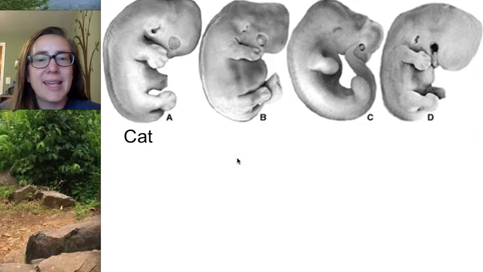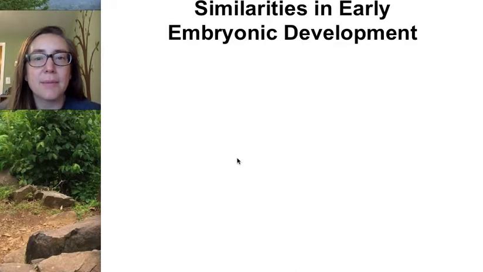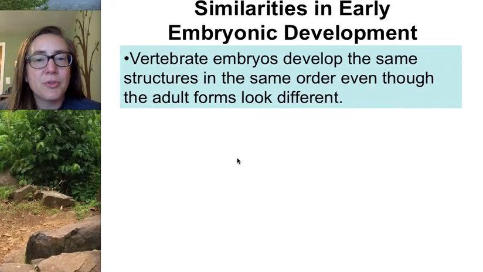So this one actually is a cat, this is a cow, this is a horse, and this is a human. So very similar development structure, again showing common ancestry because they would have very similar genes. So vertebrate embryos then are going to develop those same structures, even though the adult forms do look different.